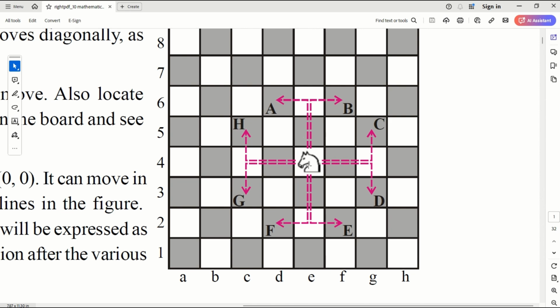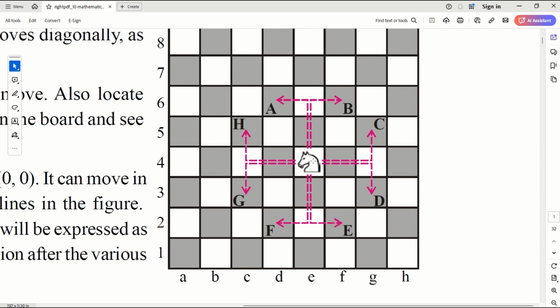Now let's assume that this knight is on the coordinate plane. It is at 0, comma 0, in the center basically. From the center, it can make these 8 steps which are shown here, A, B, C, D, E, F, G, H, right? So what are the coordinates of these points basically?